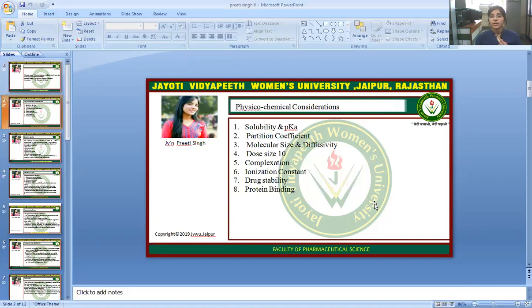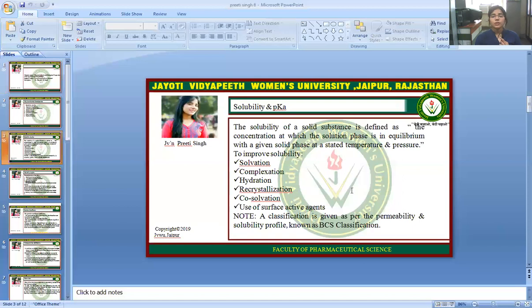First one is solubility. Second one is partition coefficient, molecular size and diffusivity, dose size, complexation, ionization constant, drug stability and protein binding. So first parameter we will discuss: solubility and pKa. The solubility of a solid substance is defined as the concentration at which the solution phase is in equilibrium with a given solid phase at a stated temperature and pressure.